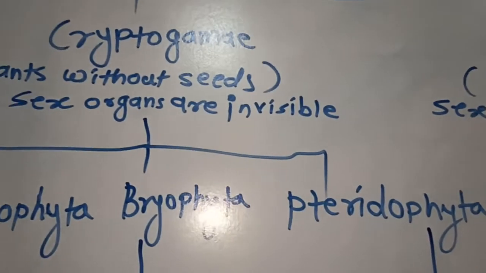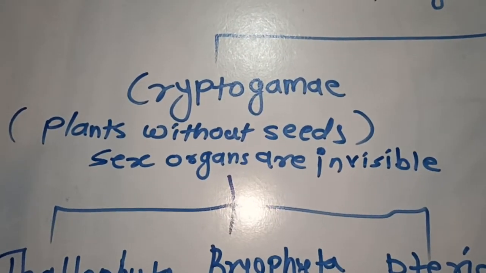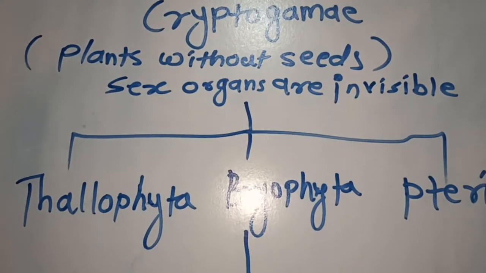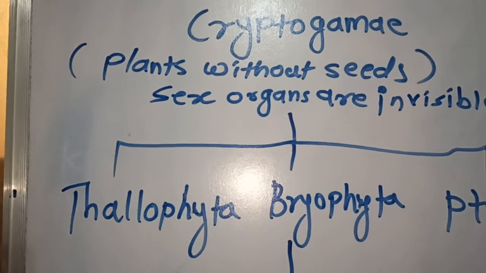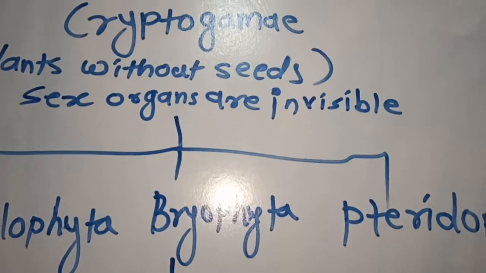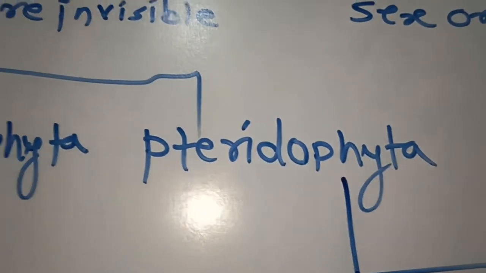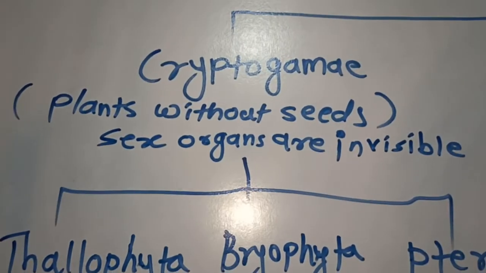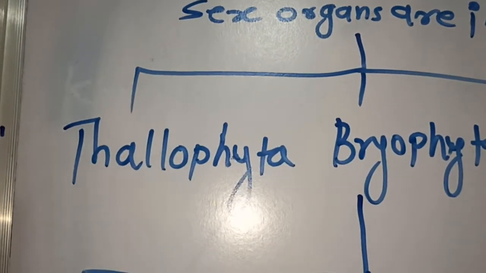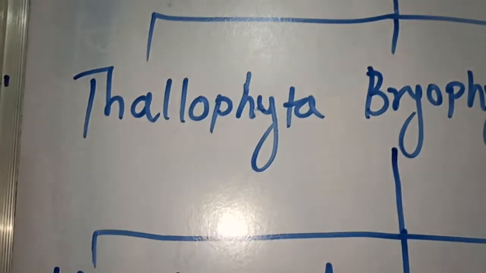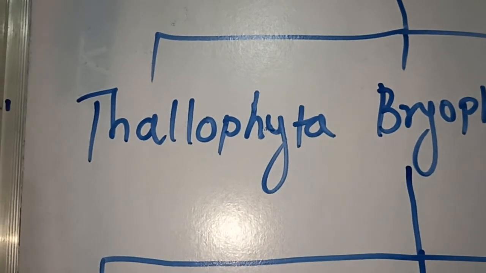Now let's see the classification of cryptogamy. The cryptogamy members are known as cryptogams. So how many divisions of cryptogams are there? Let's see. There is the Thallophyta subdivision, Bryophyta, and Pteridophyta. So there are three subdivisions of the cryptogamy division. Thallophyta include thallophytes, which are actually algae. There are three kinds of algae: green algae, red algae and brown algae.